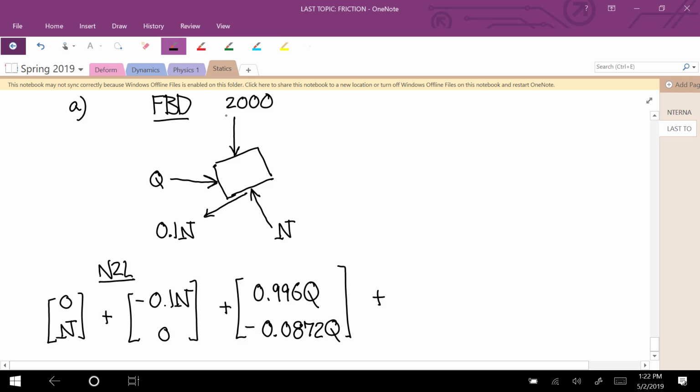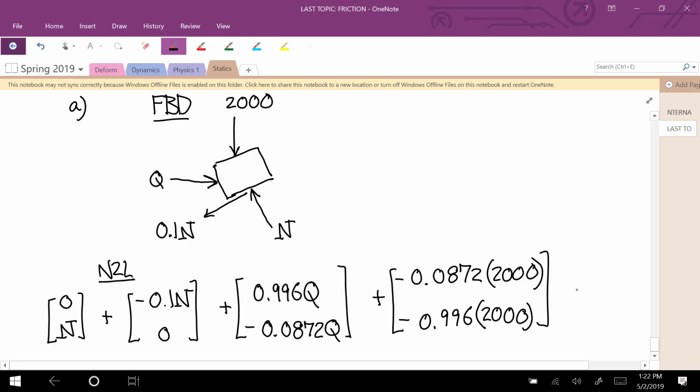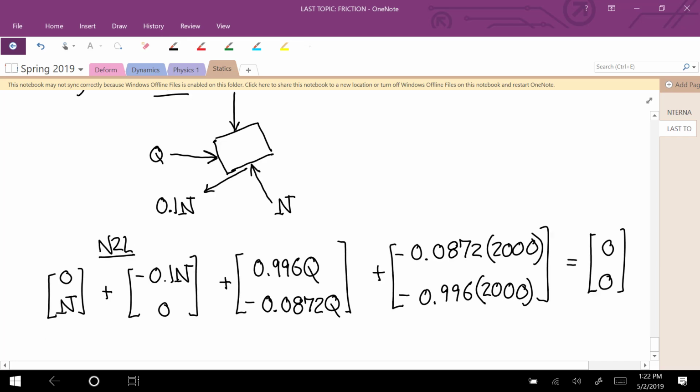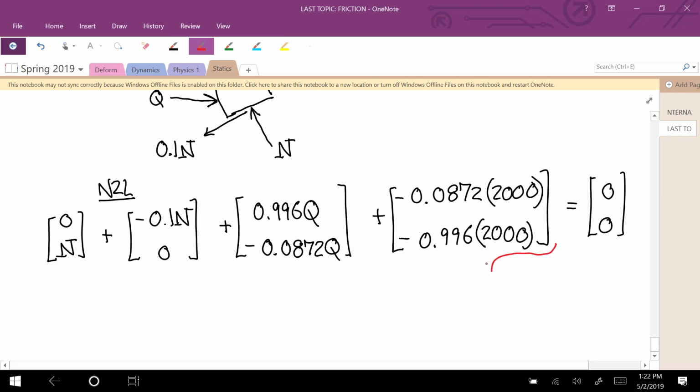And the 2,000 Newton force is going to be negative 0.0872 times 2,000, and then negative 0.996 times 2,000. And again, those are equal to 0. Can someone just multiply these out for this vector? What's 174.4. Okay.